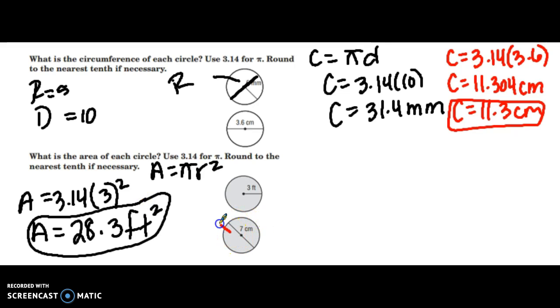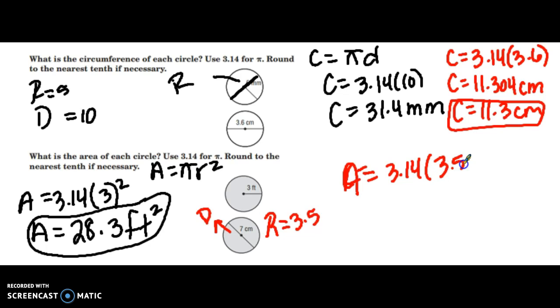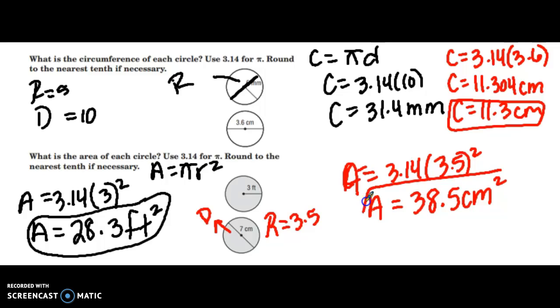For the next one, it gives you the diameter. If the diameter is 7, then the radius is 3.5, because the radius is half of the diameter. So area equals 3.14 times 3.5 squared. Remember that squared means you're multiplying 3.5 times itself. And when you multiply that by pi, it gives you 38.465, which rounds to 38.5 centimeters squared.